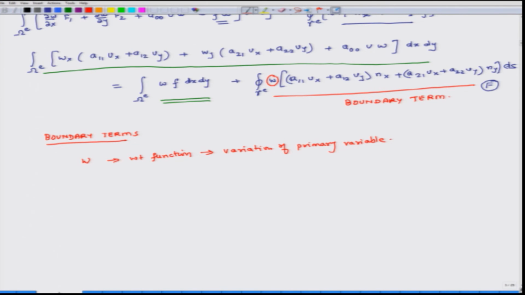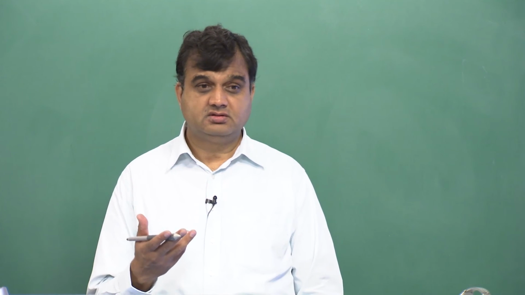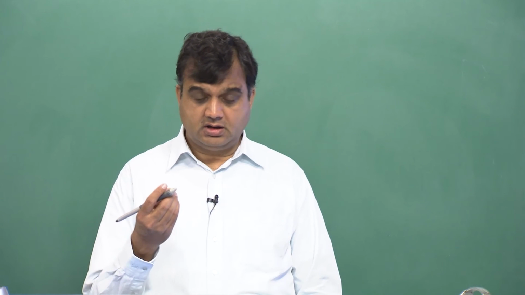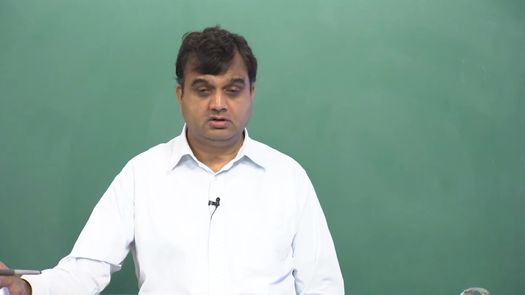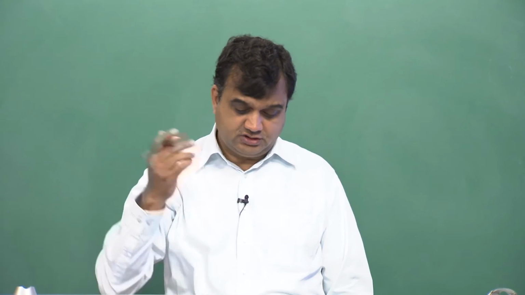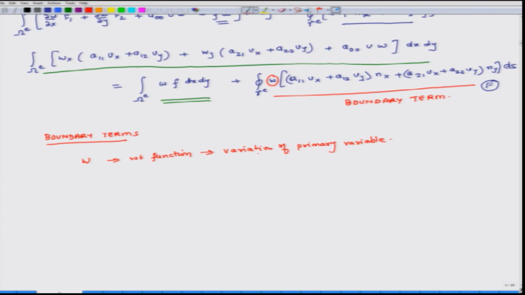So, if the primary variable is known on the boundary, then the variation is 0. If at any point the value is known, then it cannot vary, so the variation will be 0. So, what this helps us understand is that u is the primary variable, and specification of u implies that I am specifying essential boundary condition or EBC.